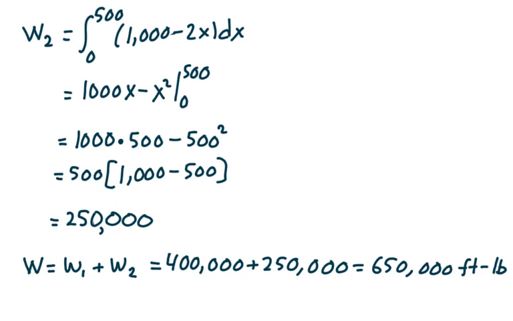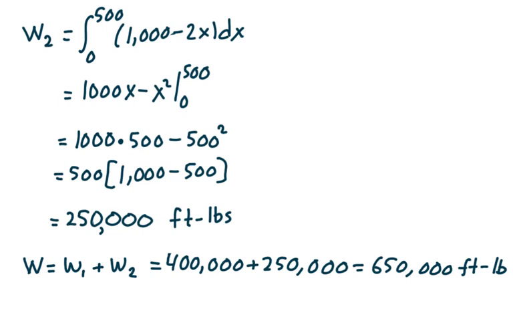So W2 is the integral from 0 to 500 of 1,000 minus 2x dx. And integrating, we get 1,000x minus x squared, evaluated from 0 to 500. And when we replace x with 500, we get 250,000. And when we replace x with 0, we get 0. And so we get 250,000 foot-pounds.